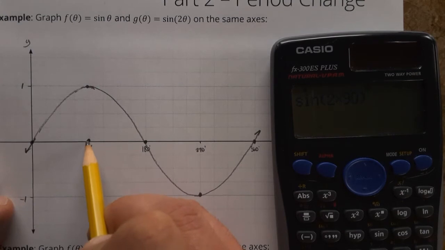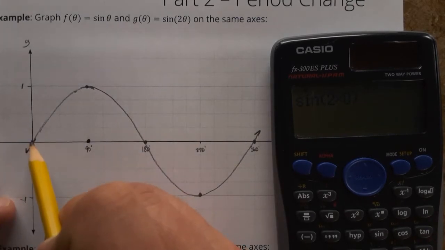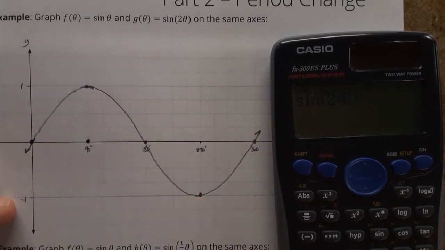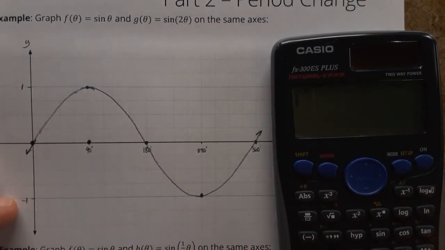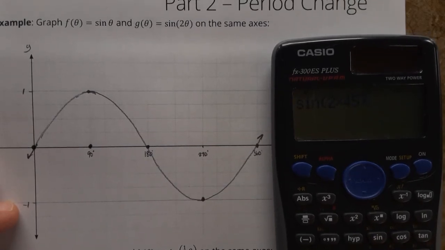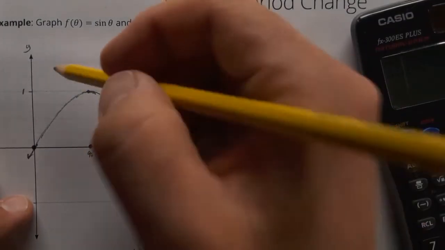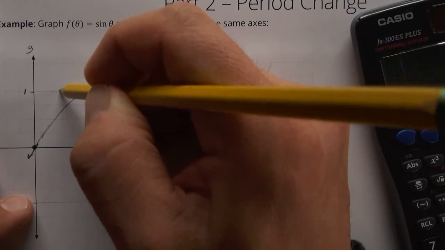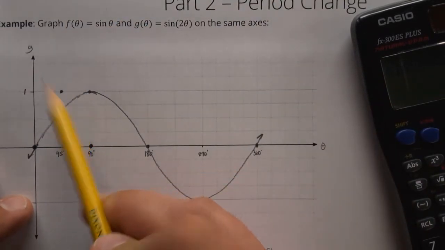Now that might seem a little strange. Let me back up and try sine of 2 times 0. Well, that's still just 0. So we have to go through these 2 points right there. I wonder what's going on in here then. So let's try sine of 2 times 45 degrees. When theta is 45, what is g of theta? That is 1. So right here, when we're at 45 degrees, the function is up here at a maximum.